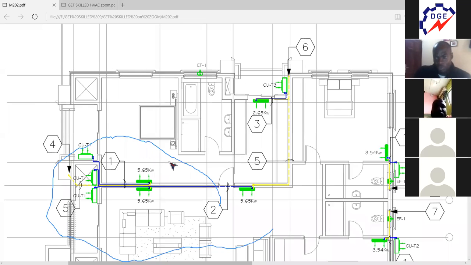You need to know how to locate properly, because your location will determine your outdoor unit, the length of your piping, the quickness of removal of heat within the space, and also the effectiveness of the cooling you will get. If the location is not proper, then you might have slight challenges.